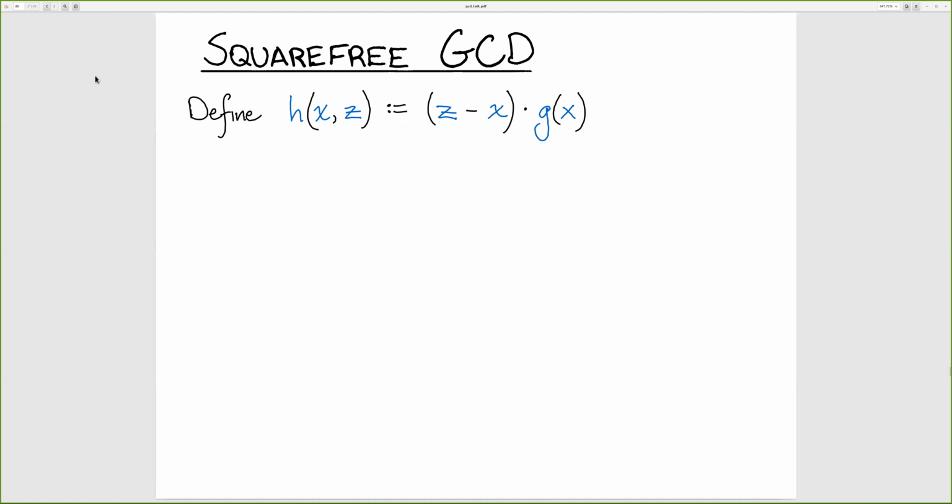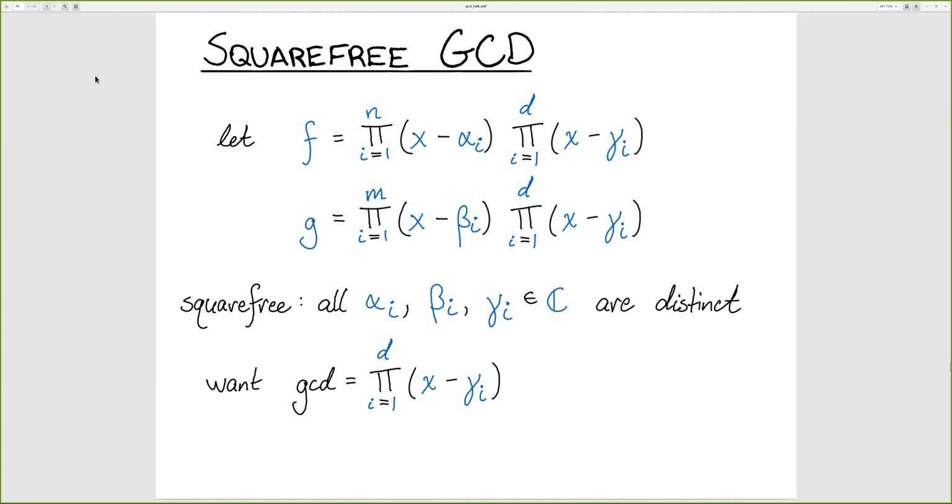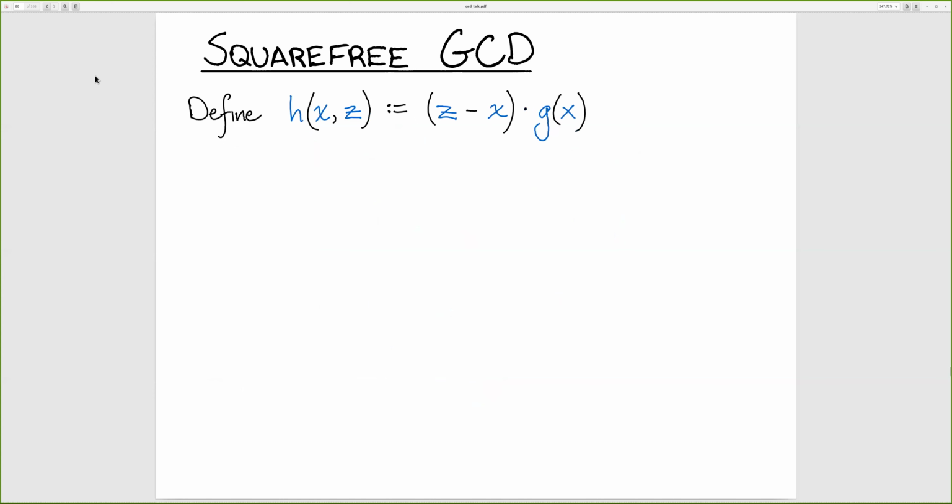Okay, so in order to compute the GCD, you have to let me do one clever thing. I apologize for having to do something clever in a talk, but I'm going to look at this polynomial in two variables. It's z minus x times g of x. And what I want to do is look at how this polynomial behaves when I plug the roots of f into the variable x.